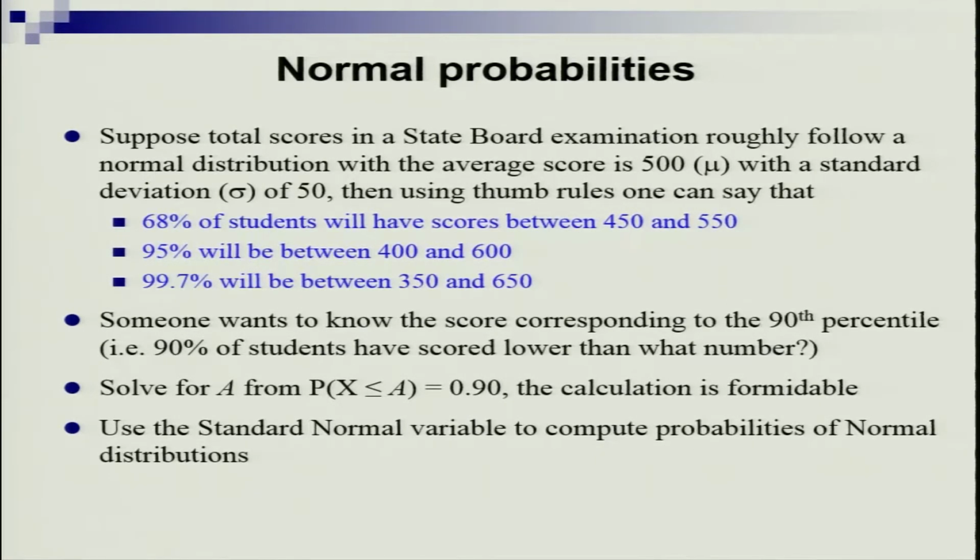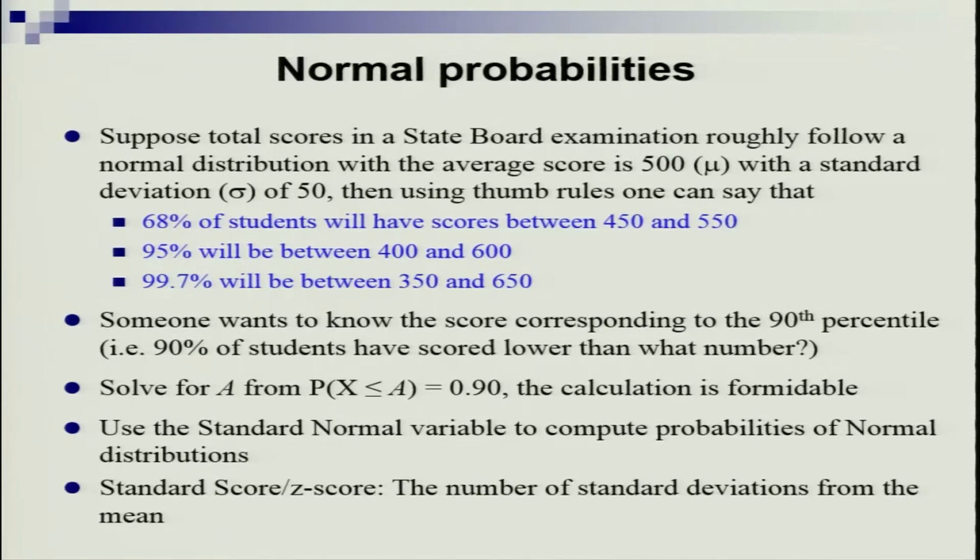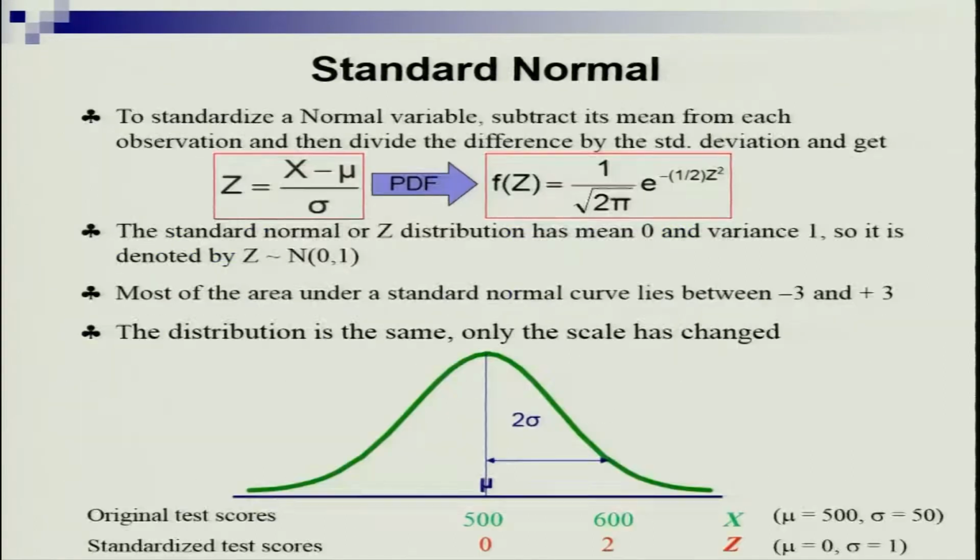That is why statisticians have come forward with a concept called standard normal variable, so that we can compute probabilities of normal random variables easily. When we talk about the standard normal variable, we actually talk about the standard score, also known as the Z score. That is basically the number of standard deviations from the mean of the random variable at hand. Now, in this slide we are going to talk about the standard normal variable.